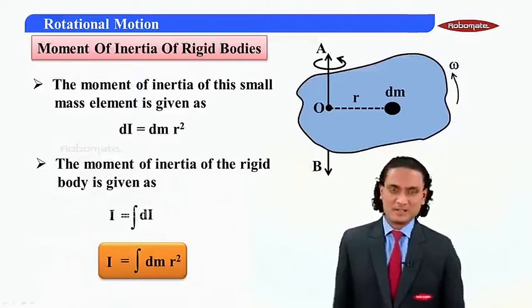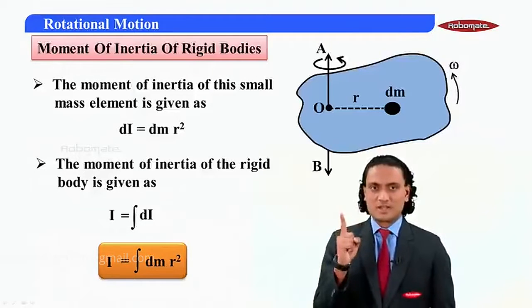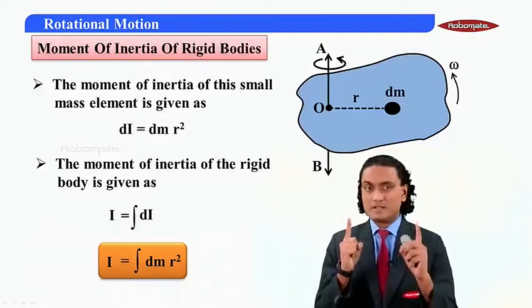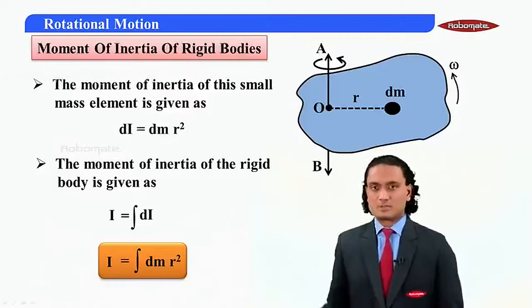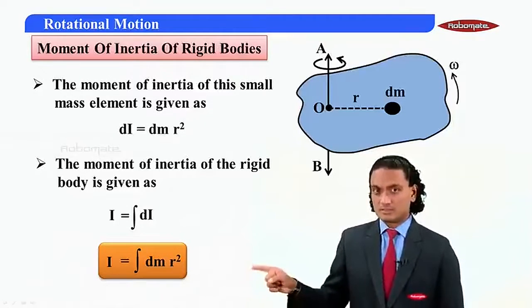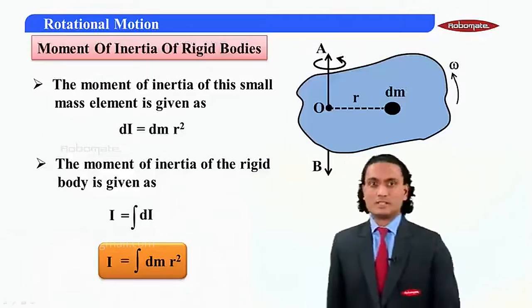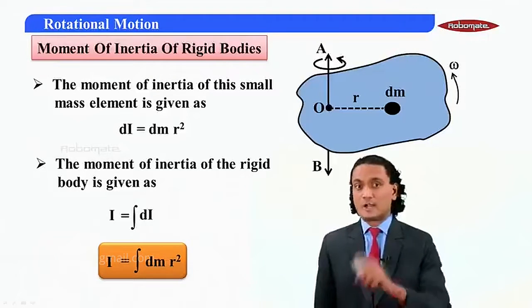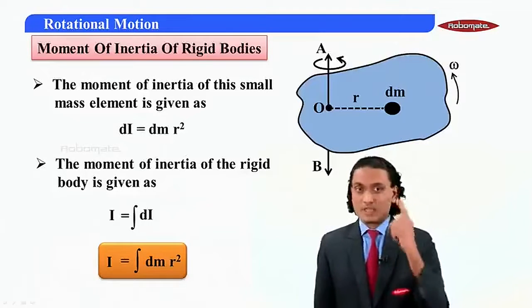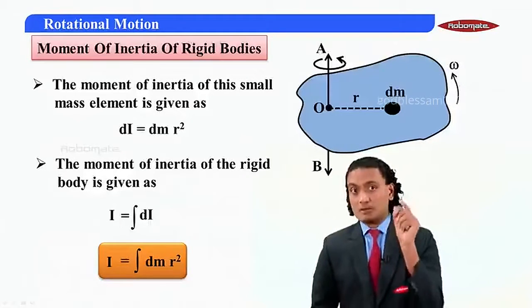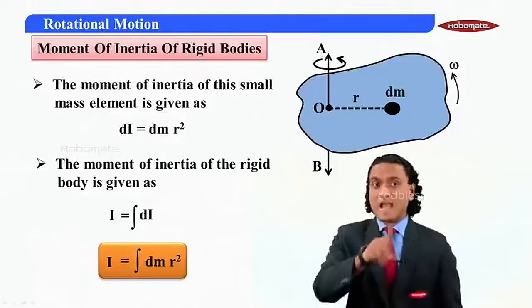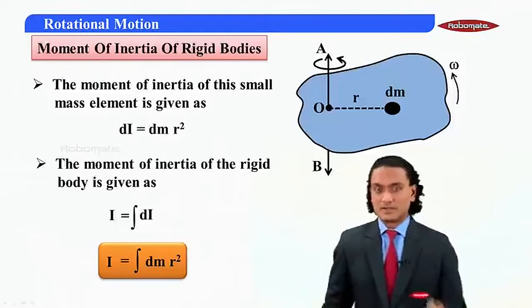Is that clear? So we have seen three formulas. First one is moment of inertia of a single particle. Second one is moment of inertia of system of particles. The third one is moment of inertia of the rigid body. All these three formulas, especially the third one, we'll be using in solving numericals as well as in your entrance module. Is that clear? One thing you have to keep in your mind. r is the perpendicular distance of the mass of the particle from the axis of rotation. Remember this.